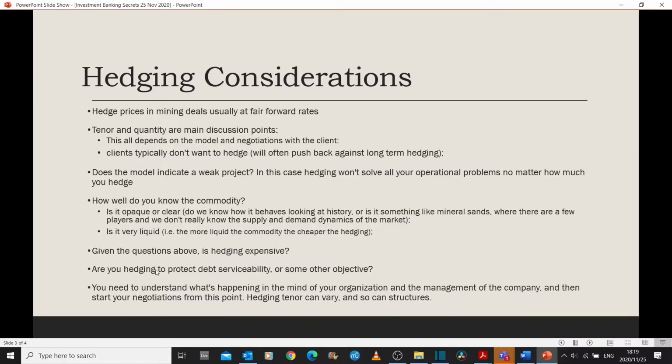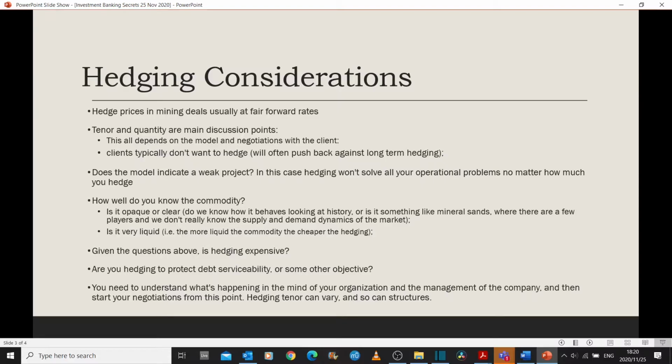Are you hedging to protect debt serviceability or some other objective, as we touched on in the beginning? You need to understand what's happening in the mind of your organization, if you're a bank or an advisor, and the management of the company. And then you start your negotiations from this point. So you need to know what they're thinking and what you're thinking, what you want to accomplish, what they want to accomplish.